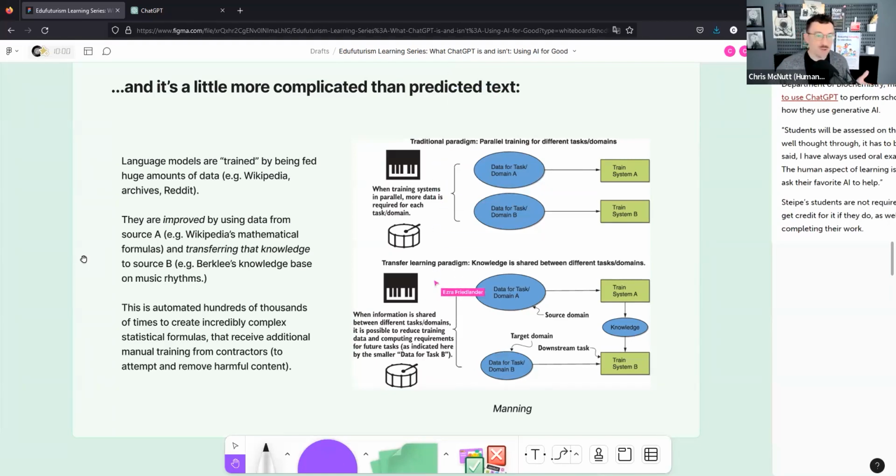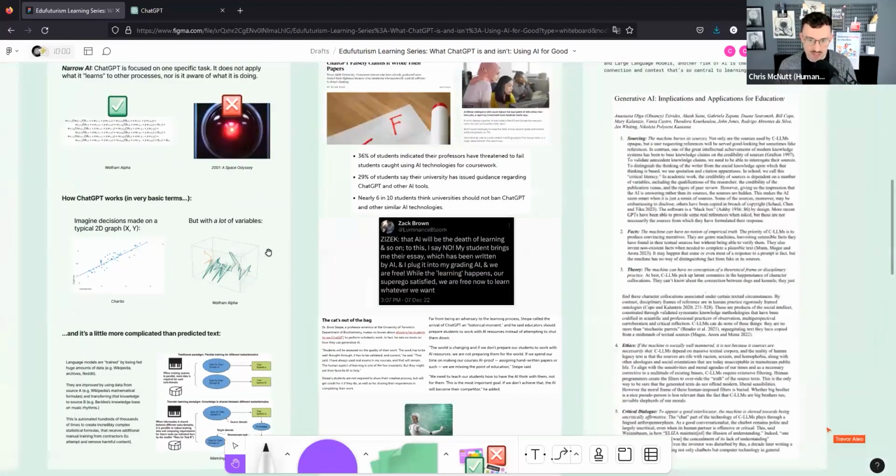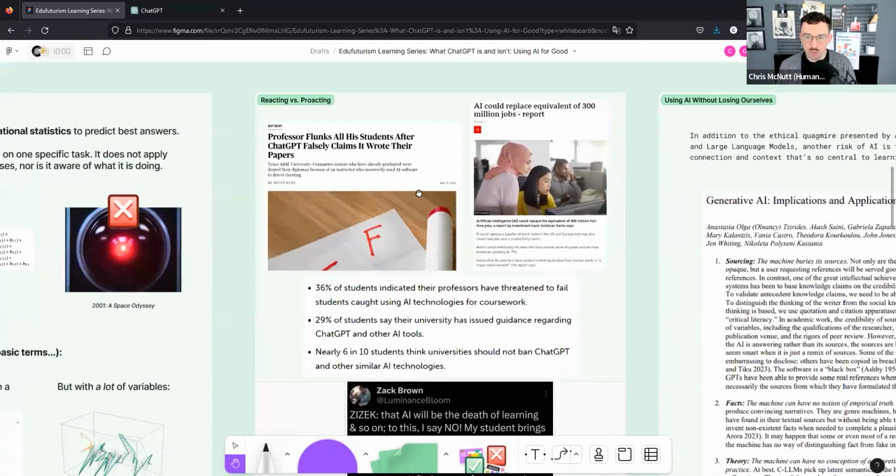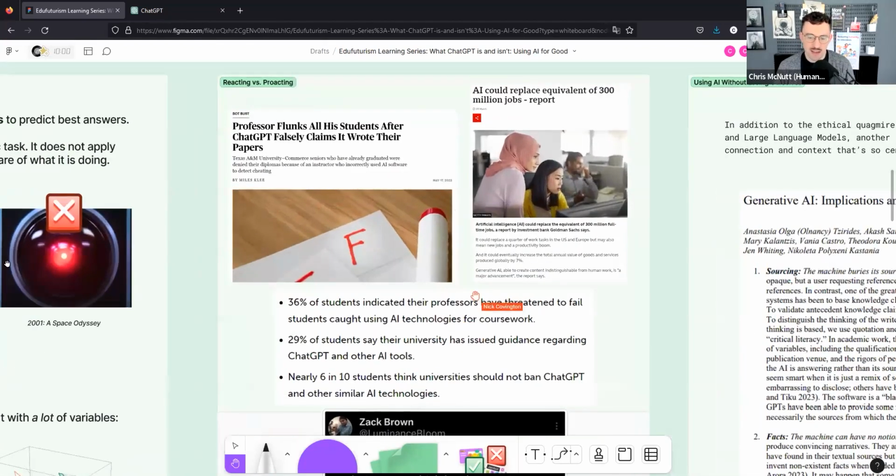This is done hundreds of thousands of times to create these really complex statistical formulas that then receive additional manual training from contractors, which is problematic. We'll get to that in the third session, I'm sure. But the way that this information is actually gathered reflects a lot of the existing biases and ethical concerns of our society at large, just as how many websites are built in quite problematic ways. But before we get into that, I'll turn it over to Nick to talk a little bit about what we're thinking about this as. Yeah.